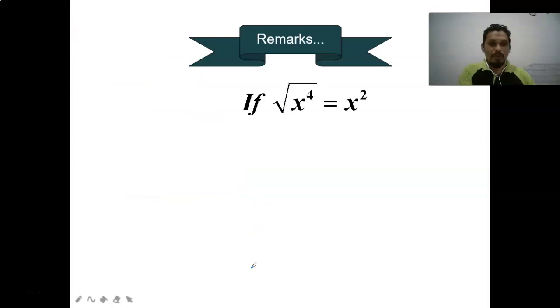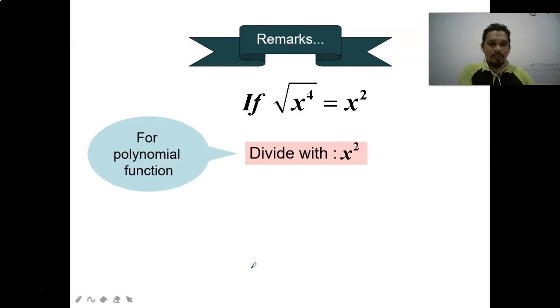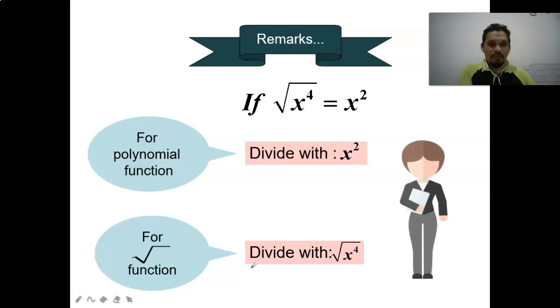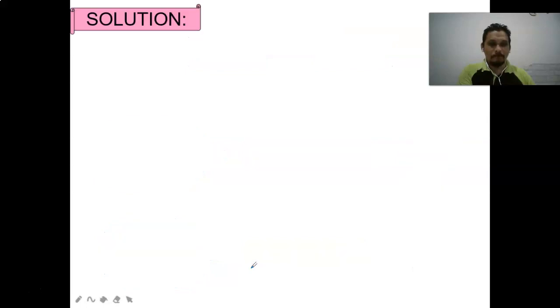Remarks: the square root of x to the power 4 equals x squared, so for a polynomial function we divide by x squared, and for a square root function we divide by the square root of x to the power of 4. Okay, let's see.